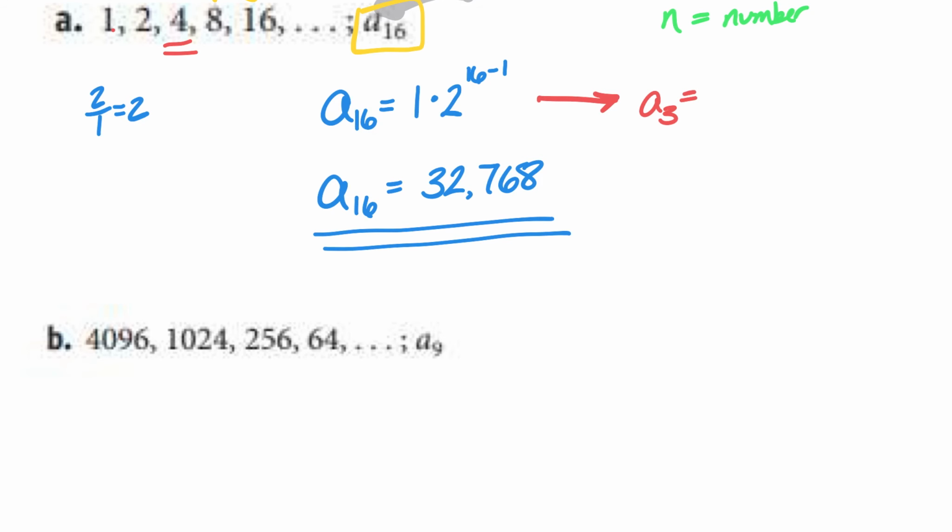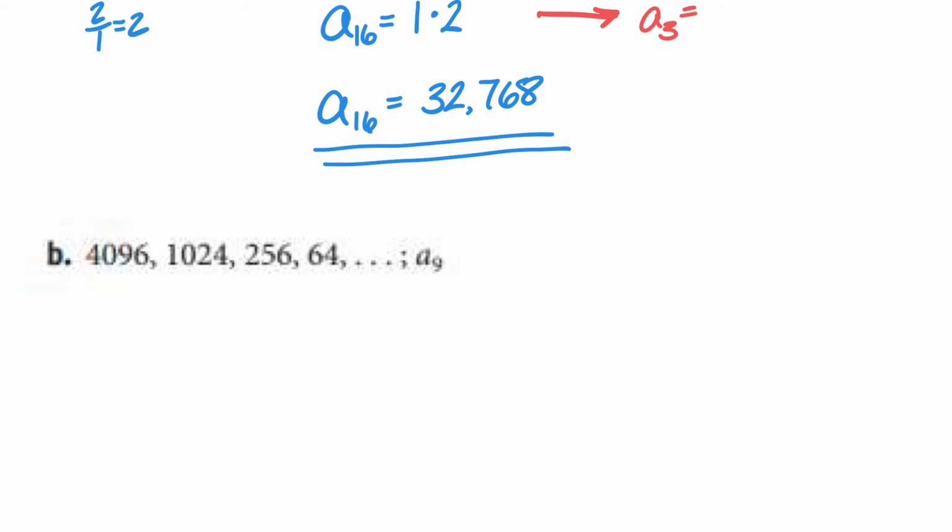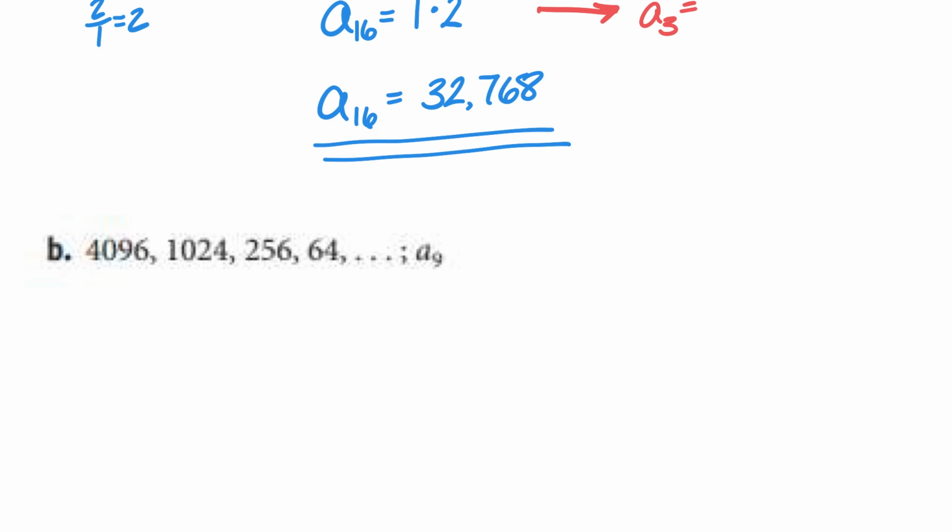And then lastly, we will deal with geometric transformations that we'll later learn, we'll call this shrinking. This value is shrinking. We go from 4,096 to 1,024 to 256 to 64. Now, we may not know that ratio right off the top of our head, but that's why we take it to our calculator. Divide your consecutive terms. Excuse me, did that backwards.